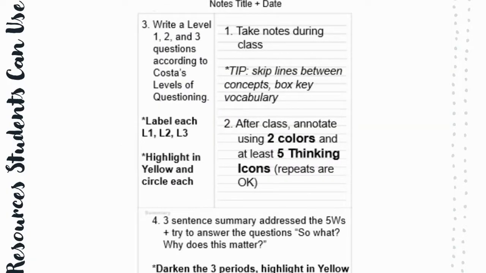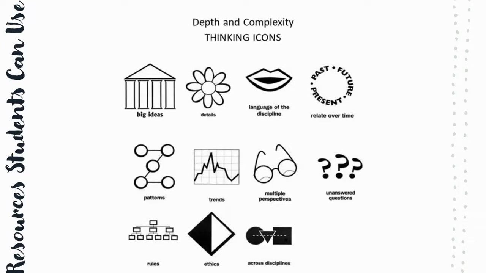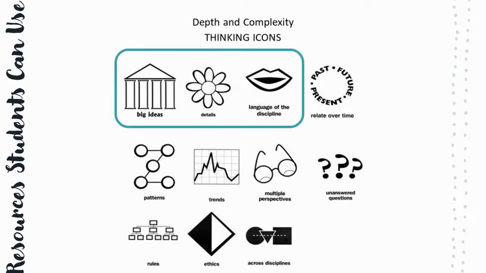So I appreciate that it could be a little overwhelming at first, so I've provided some resources that students can use. First of all, they have a copy of this outline of how to Cornell, broken down in steps 1 through 4. Then they'll get a depth and complexity thinking icons. We'll use these throughout the year.